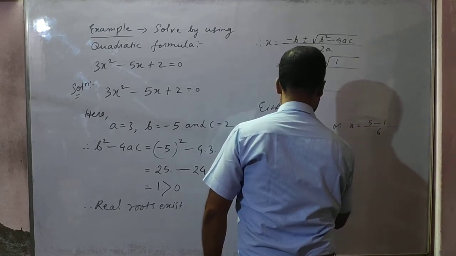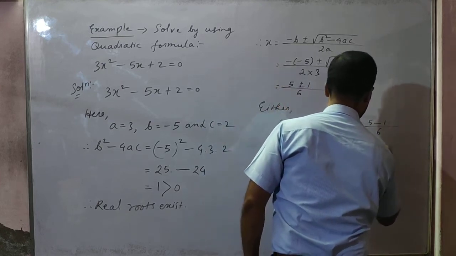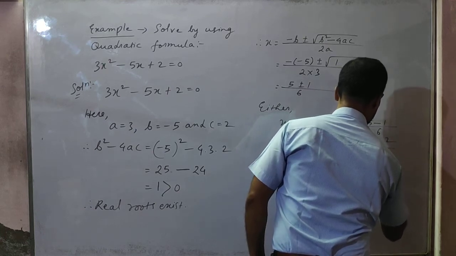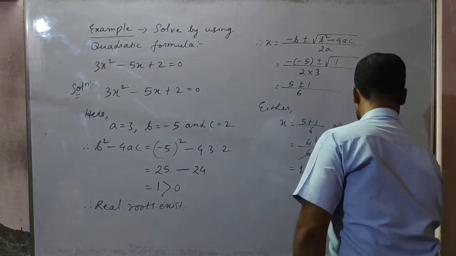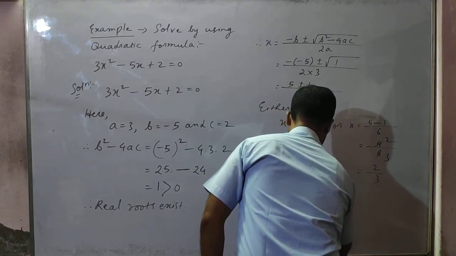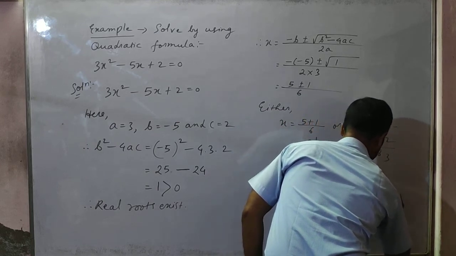So 6 by 6, the answer is 1. And 4 by 6, the answer is 2 by 3. The roots are x is equal to 1 and x is equal to 2 by 3.